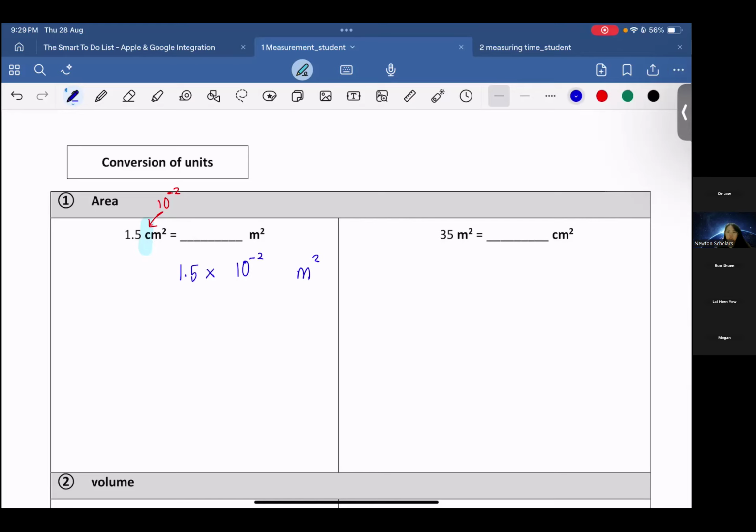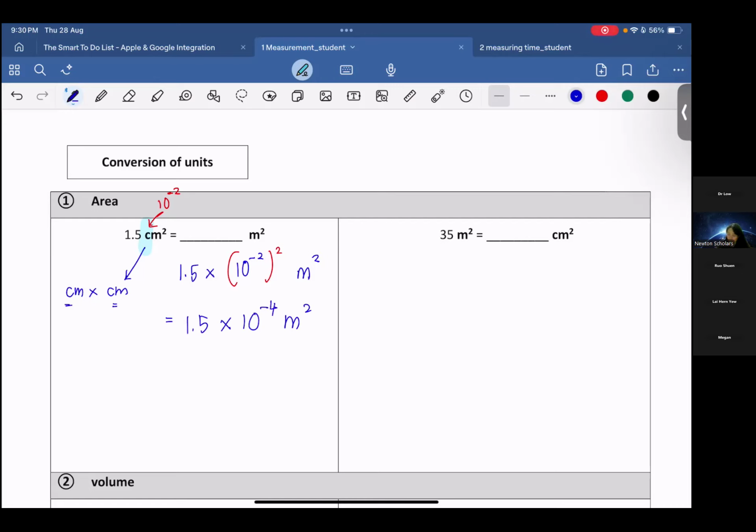Am I finished? My answer is no. Why no, teacher? Okay, dear, look here. Cm square is cm times cm. That means it is 2 times c. What should we do? You should square it because it is 2 times. Cm square, so I should square it. So this answer will be 1.5 times 10 power of negative 4 meters square. This is how we convert it. You need to have this skill in physics.